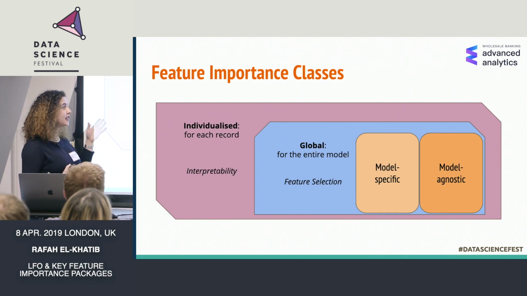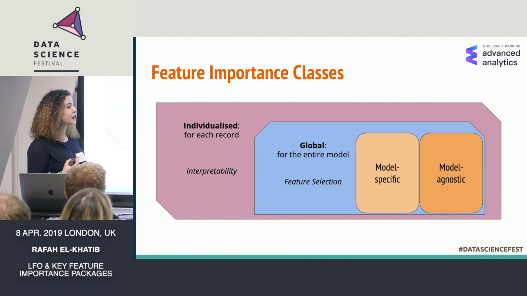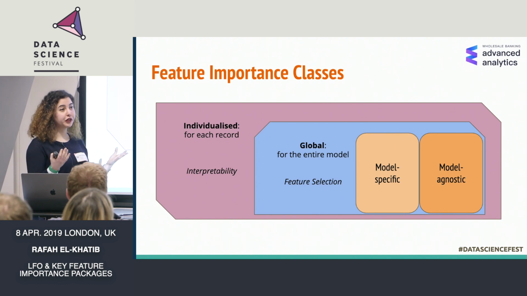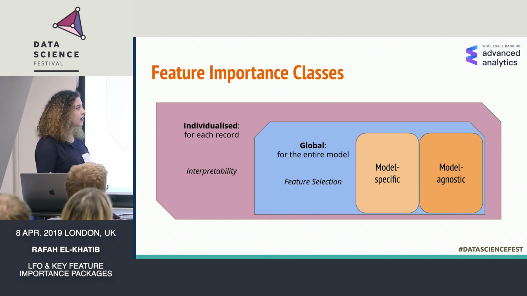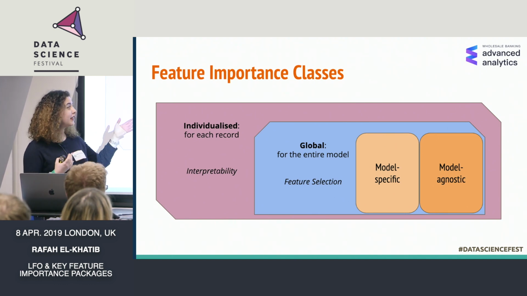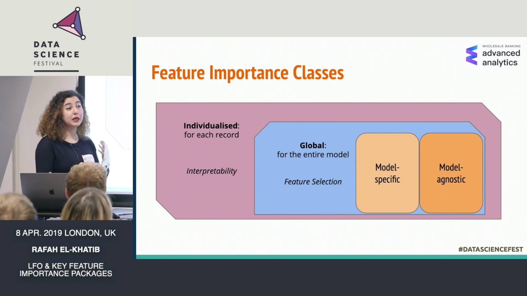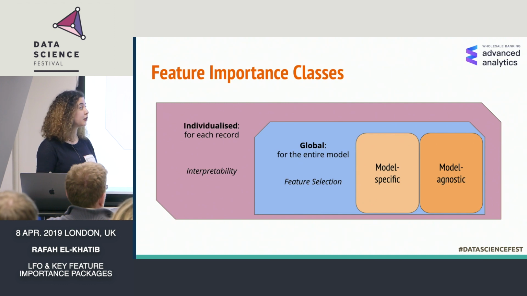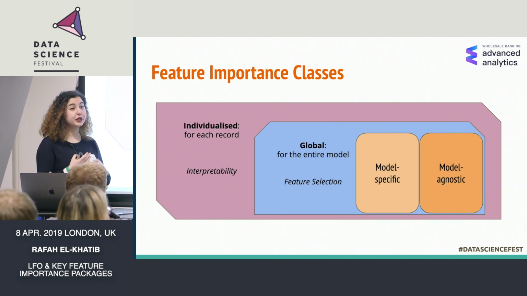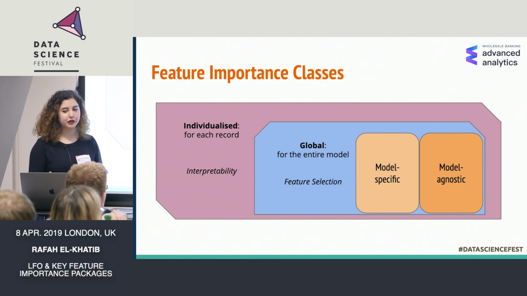And for both of those classes, you have implementations or packages that are either model specific, optimized, let's say, for tree models, or model agnostic, which would work on any model. There are advantages to each one of those two classes. If it's model specific, then maybe in terms of speed, it's optimized and so on. But model agnostic has another benefit, which is that you can use the same metric for any kind of model you want.